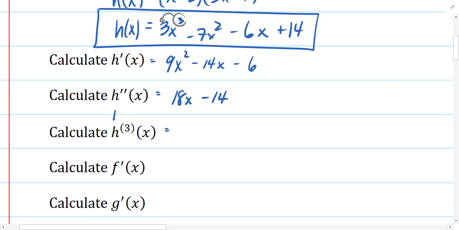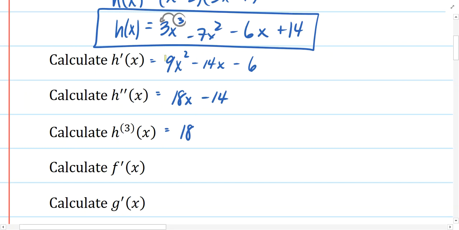Instead of showing h with 3 apostrophes, that could be a bit distracting when we start getting to 3 or more of these apostrophes. Sometimes you'll see the notation where we actually indicate the derivative here with a number. So the third derivative of our original function happens to be the derivative of the second derivative. In this case is the constant 18.